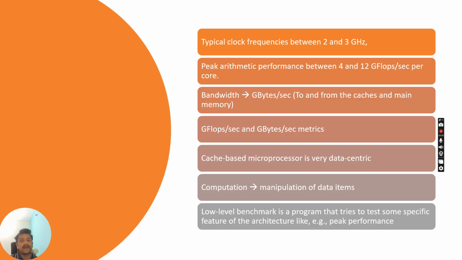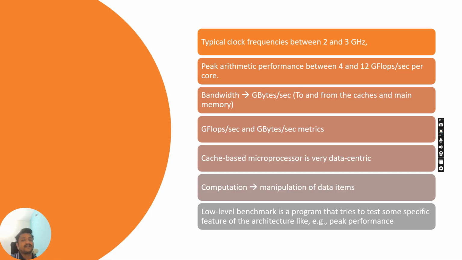How many cores you have for this particular high performance? As high performance will have multiple cores, for each and every core, the peak performance ranges between 4 to 12 gigaflops per second. Then we have bandwidth. Bandwidth gets measured in terms of gigabytes per second.